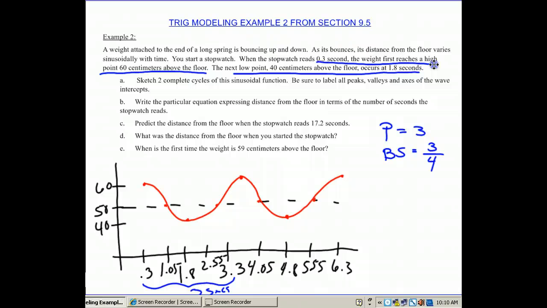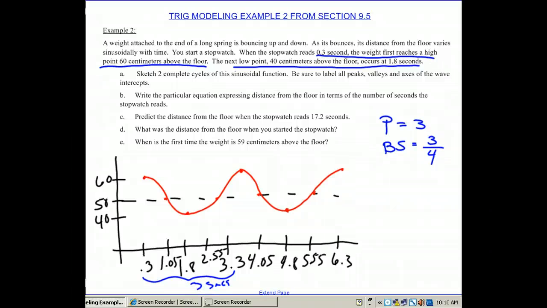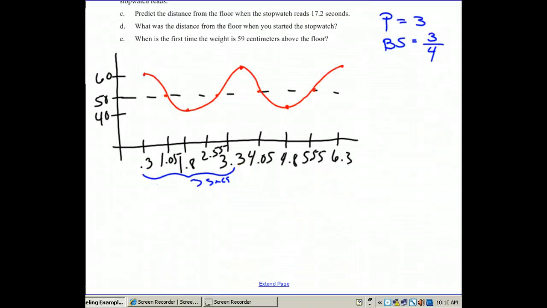Now the next step is to write an equation expressing the distance from the floor in terms of the number of seconds the stopwatch reads. We did all the hard work in part A, figuring out my center, my scale, my period, all that stuff. So now we just have to put it into an equation form. I'm going to use a cosine function since that's what we've been talking about here.